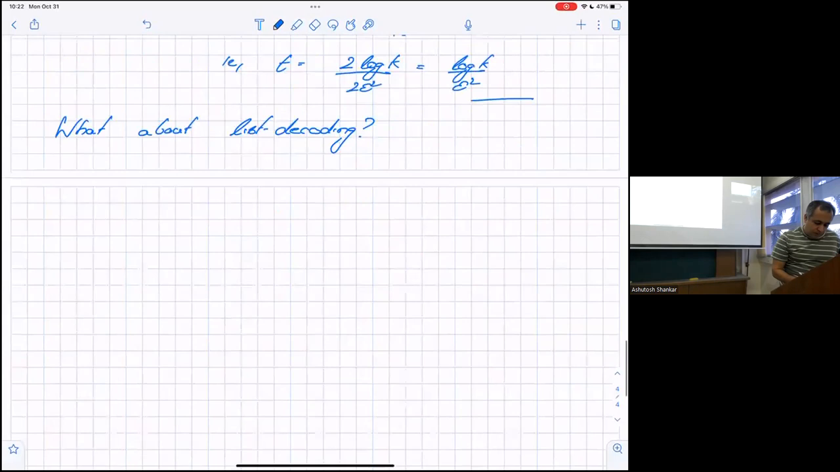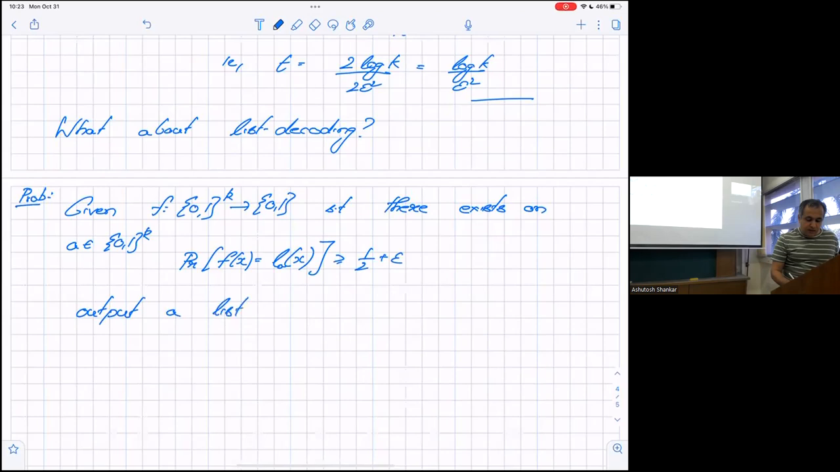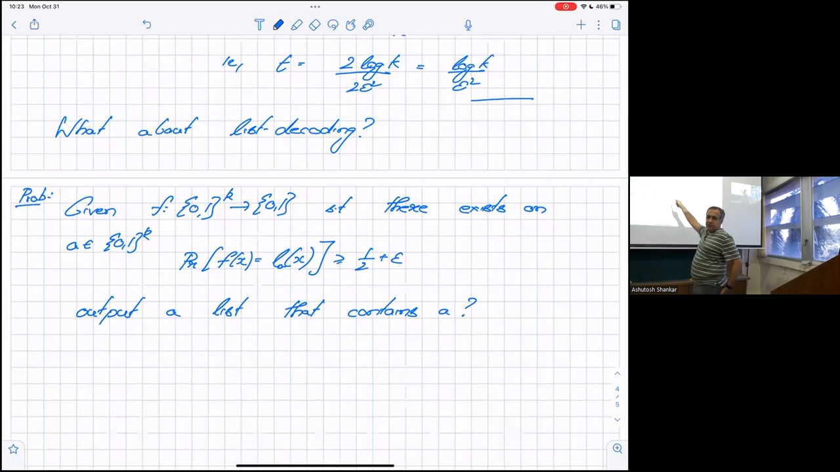Given f, such that there exists an A so that the probability that f of x equals <a, x> is greater than or equal to half plus epsilon. Now we are moving to half plus epsilon, breaking the 3/4 barrier. Output a list that possibly contains A. That's my only requirement. You can output a list now, because there possibly is not a unique A that satisfies this any longer. Only if this was 3/4 plus epsilon, there would have been a unique A.